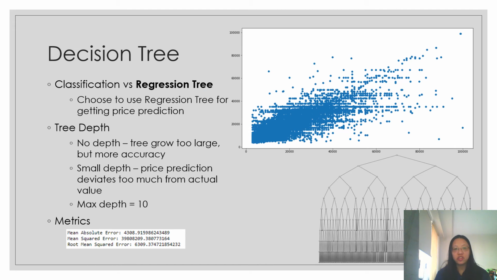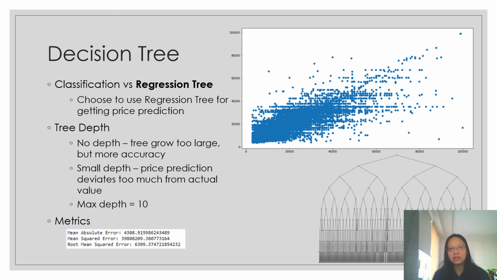I did a decision tree to get a car price prediction. I did an investigation about classification and regression trees, and I found that a regression tree is more appropriate for this project for getting car price prediction. I need to define tree depth though. If I don't define tree depth, the tree would grow too large, but it would have more accuracy. If I have a small depth, the price prediction deviates too much from actual values. After some trials, I define my max depth to be 10.